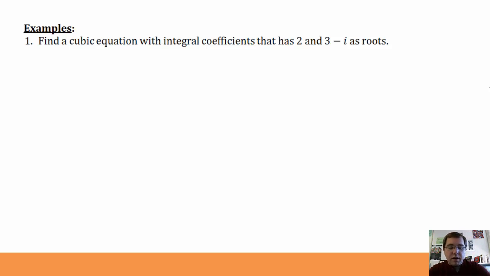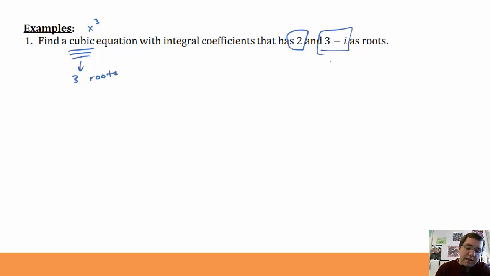Find a cubic equation with integral coefficients, so the coefficients are integers, that has 2 and 3 minus i as roots. Let's say cubic equation, so what do I know about that? I know it must have 3 roots. Cubic is x cubed. I'm only given 2 of them, 2 and 3 minus i. However, I know that since I have a complex root, its conjugate must also be a root. So 3 plus i must also be a root. They have to be that way.